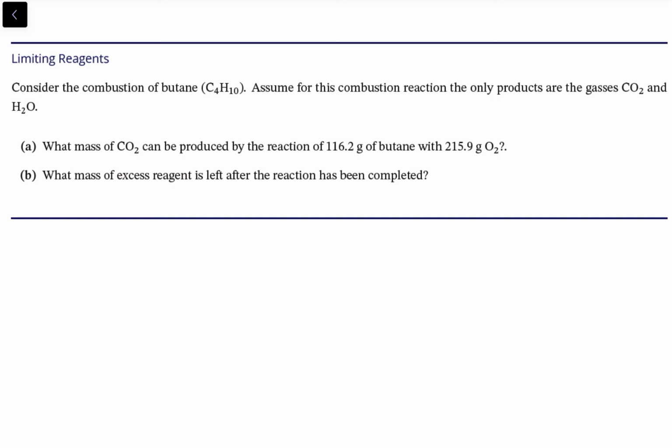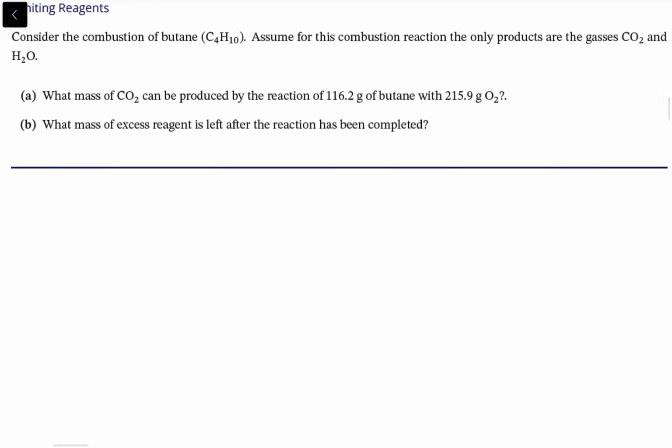So the reaction we'll be looking at is the combustion of butane. For this combustion reaction, we can assume that the only products are the gases CO2 and H2O. So let's go ahead and write the reaction. It's, of course, C4H10. Combustion reaction means it just reacts with oxygen. It then forms CO2 gas plus water vapor.